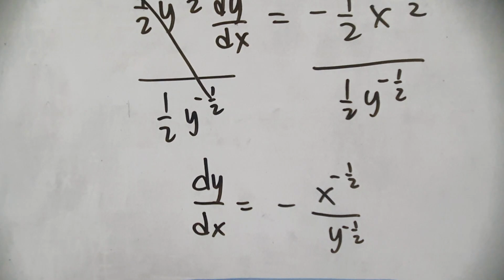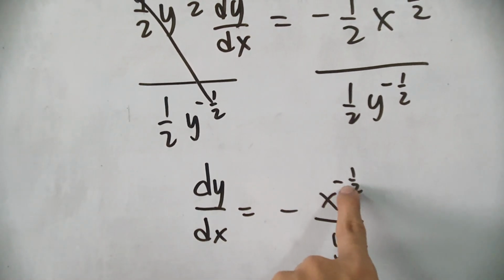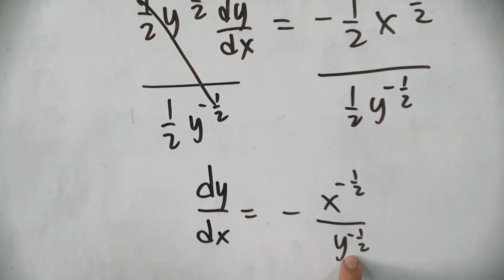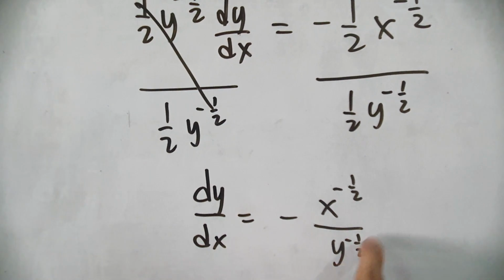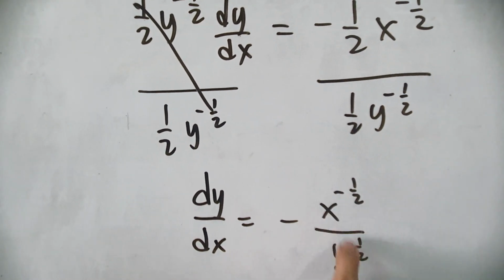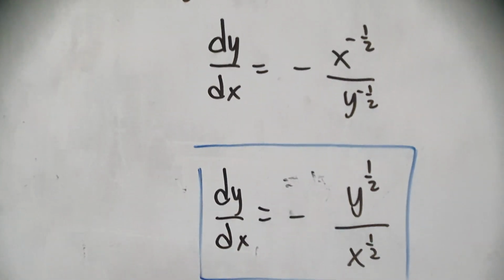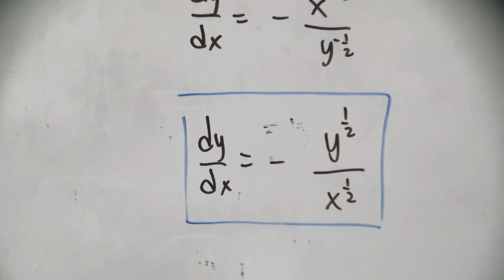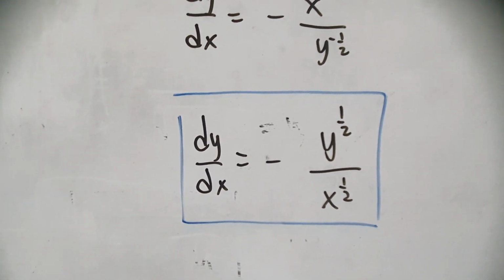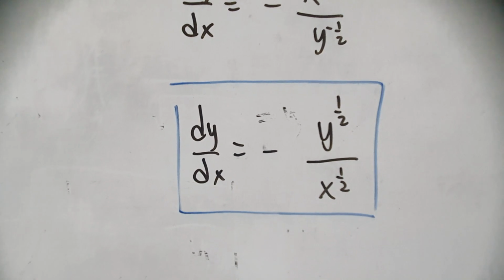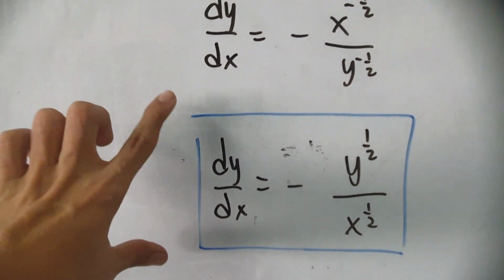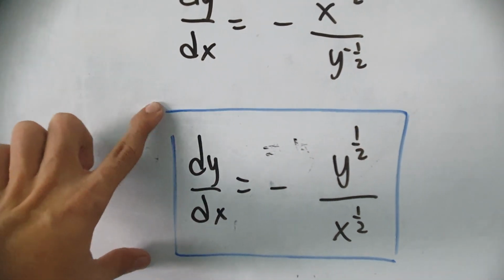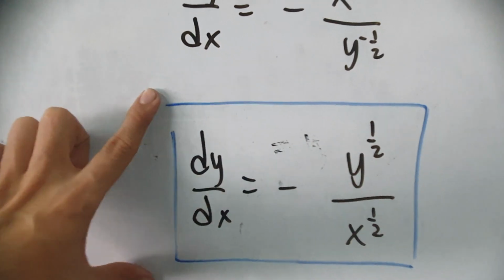This is not yet our final answer. Since we have negative exponents, we're going to take the reciprocals. y will be written in the numerator, x will be written in the denominator so that we could have positive exponents. Again, do not forget the reciprocals. We have learned that one from algebra. Now, this is our first result. This is the dy over dx.